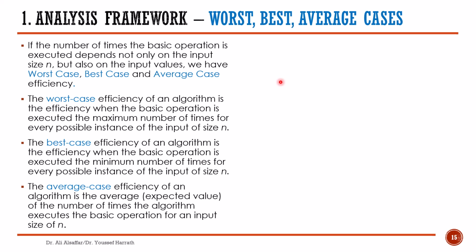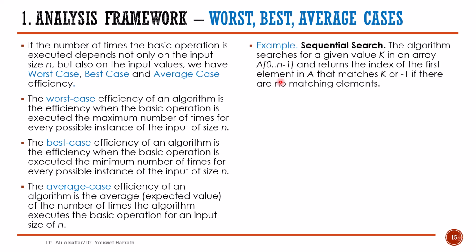To clearly understand the difference between these 3 cases, let us have a look into an example. The example is the sequential search algorithm, and in this algorithm, the element we need to look for in the array is called the key element, or we can call it key for short. So how does the algorithm work? The algorithm searches sequentially for a given key called k in an array A, and returns the index of the first element in the array that matches the key. Otherwise, it returns -1 if no matching elements are found in the array.